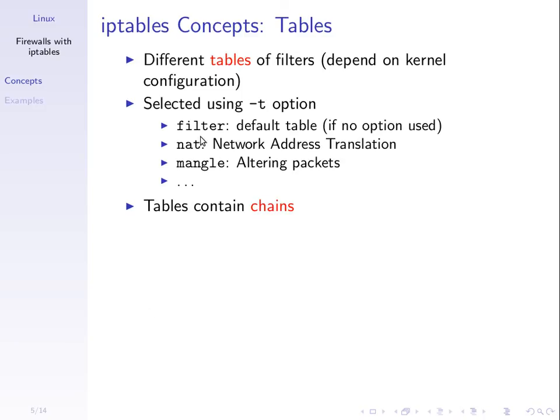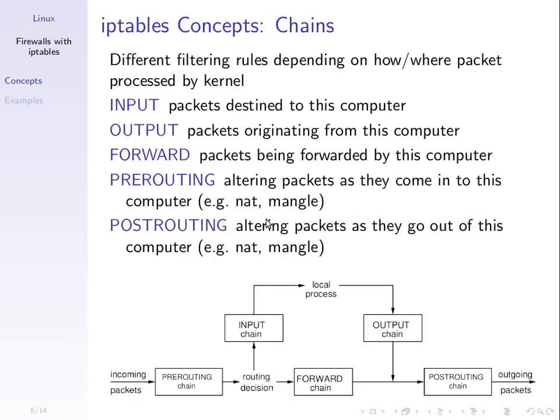iptables treats the set of filters in different what are called tables, and we're only using what's called the filter table today, the default option. But more importantly, it contains what it calls chains. So let's explain that. And the picture maybe explains it the easiest. Think from your computer. People can send packets to your computer. Your computer can send packets out. Or if your computer is a router, your computer can forward those packets through to someone else. So iptables allows us to treat those three types of packets separately. And that's performed using the three chains called the input chain, the output chain, and the forward chain.